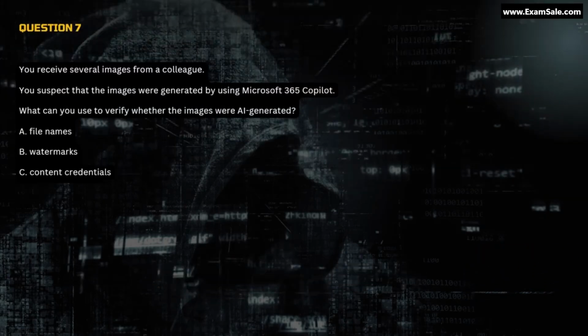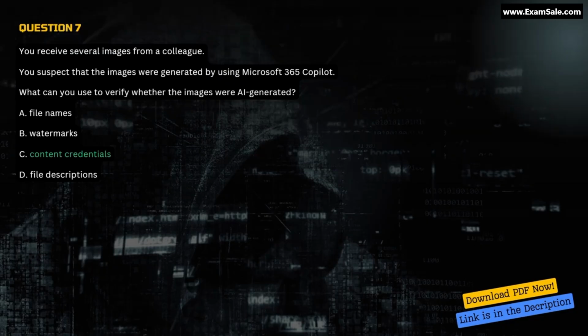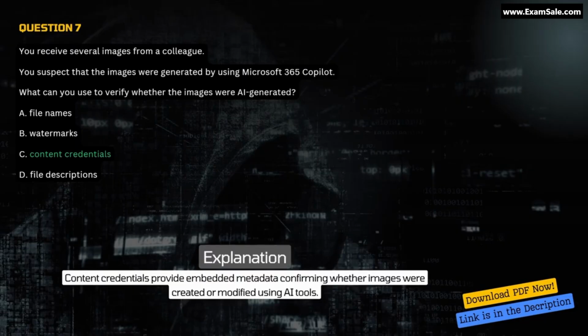Question 7. You receive several images from a colleague. You suspect that the images were generated by using Microsoft 365 Copilot. What can you use to verify whether the images were AI generated? A. File names. B. Watermarks. C. Content credentials. D. File descriptions. Correct answer C. Content credentials. Explanation. Content credentials provide embedded metadata confirming whether images were created or modified using AI tools.